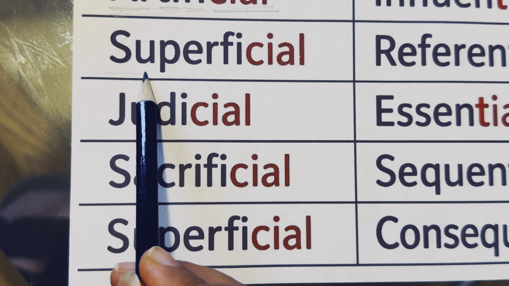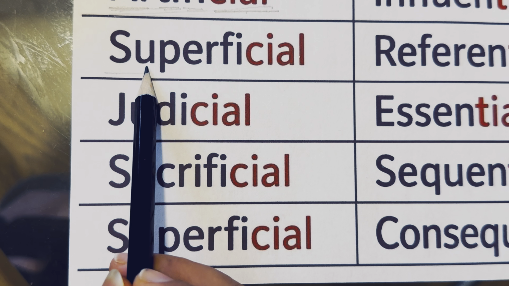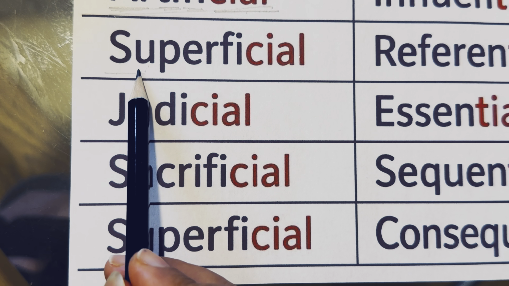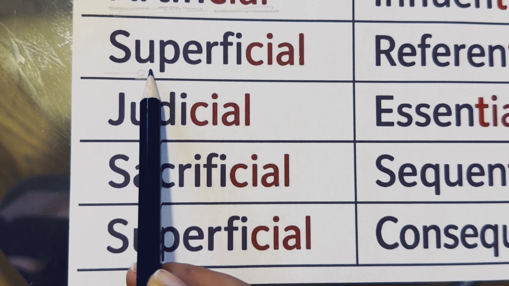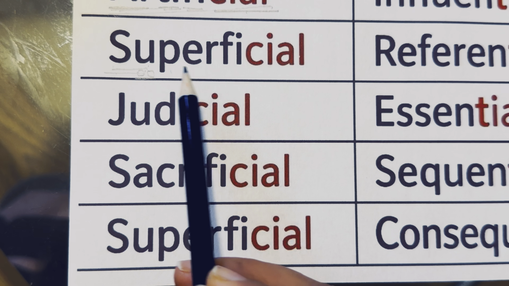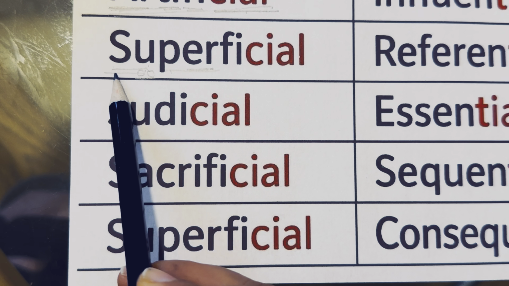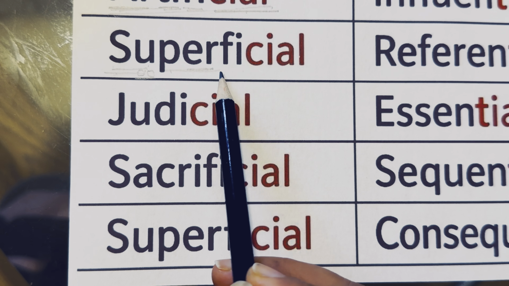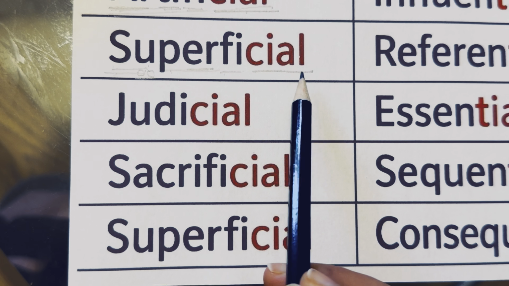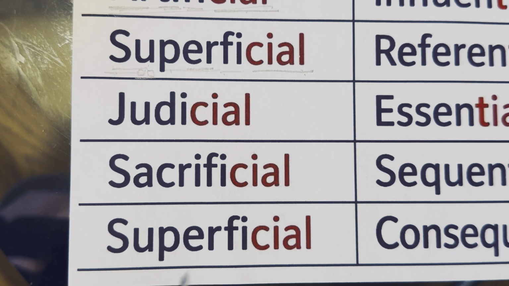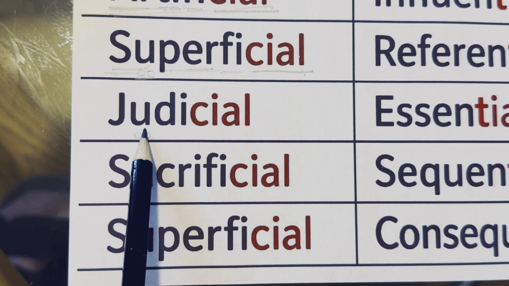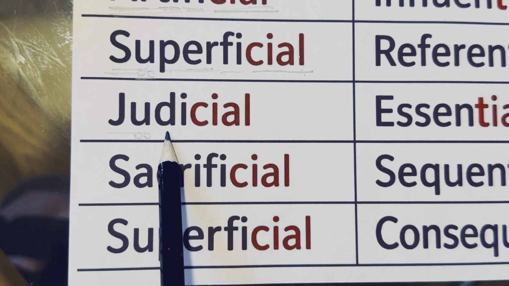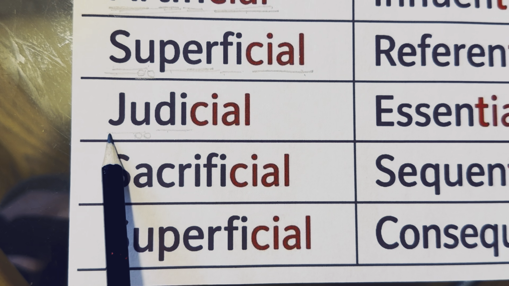U, su. As I told you, the sound of U is A. But in this word, I am reading long vowel U. As in su, per, super, fi, shall, superficial, superficial. Same here, we will read U sound. Ju, di, judicial, judicial.